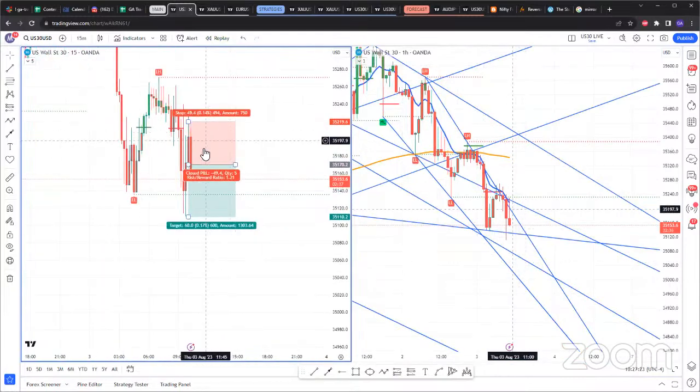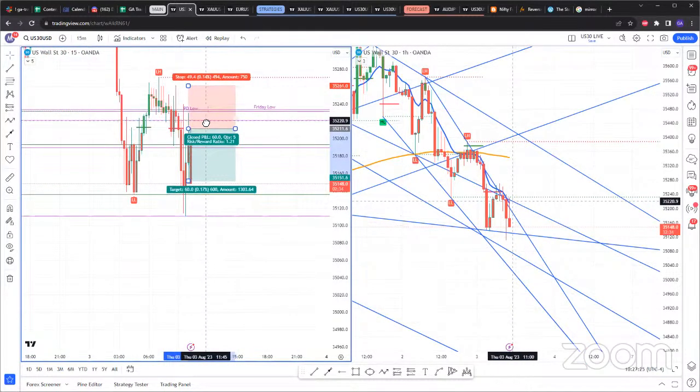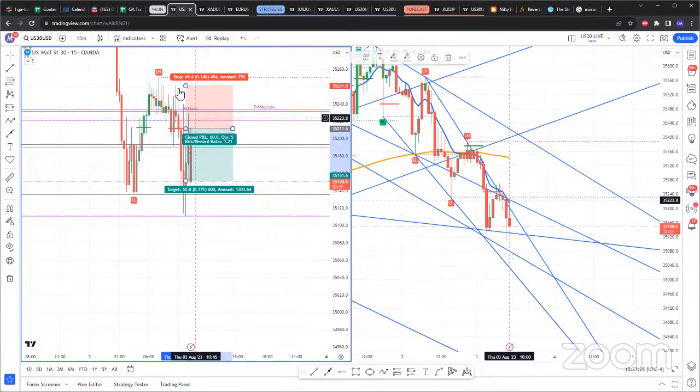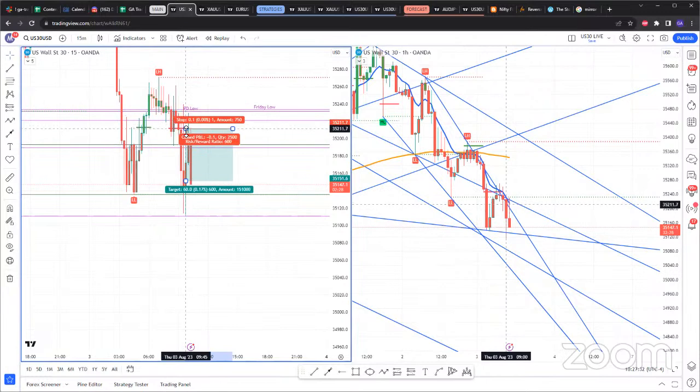And there goes US 30, right? You see that entry I was waiting for? There goes that entry you could have taken. Now, if you get an entry at the parabolic zone, of course, your stop loss is not going to be at the parabolic zone because you would have no chance. I literally wouldn't have a stop loss.